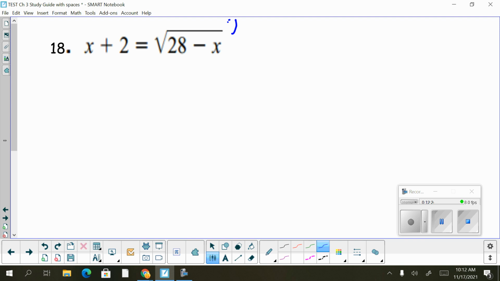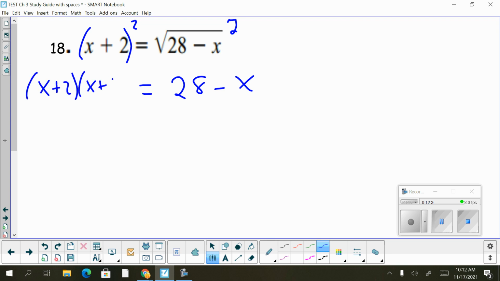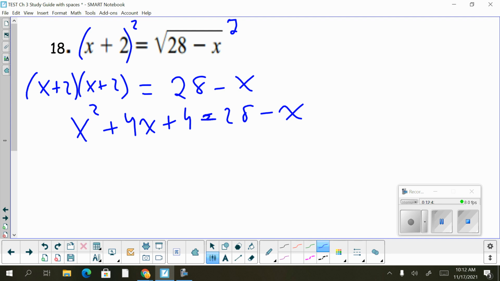This is our FOIL problem. When you have to square both sides, you actually need to FOIL x plus 2. So you write it twice, and you FOIL it. The result of my FOIL was x squared plus 4x plus 4. My strategy here will be get everything onto the left-hand side. So I'll add my x over.